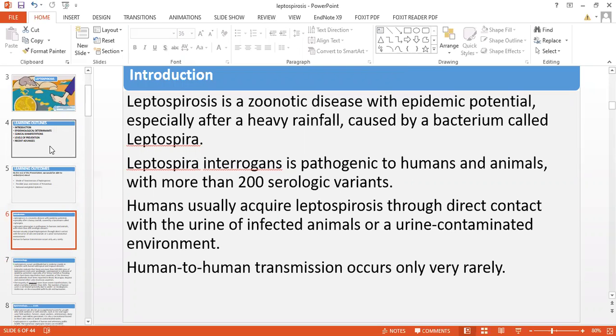Leptospirosis is a zoonotic disease with epidemic potential, especially after heavy rainfall, and is caused by a bacterium called Leptospira. Leptospira interrogans is pathogenic to humans and animals, with more than 200 serological variants. Humans usually acquire leptospirosis through direct contact with the urine of infected animals or a urine-contaminated environment. Human-to-human transmission occurs only very rarely.